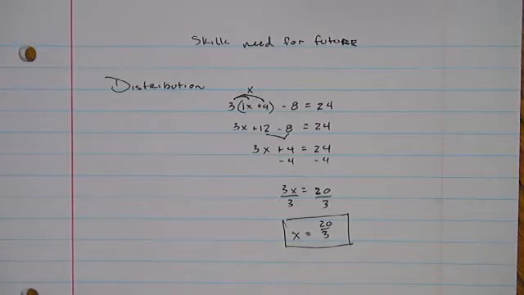Okay, so let's just think distribution. That is multiplying that number on the outside by everything on the inside. Okay, that's one skill we're going to need to take forward into this next unit.